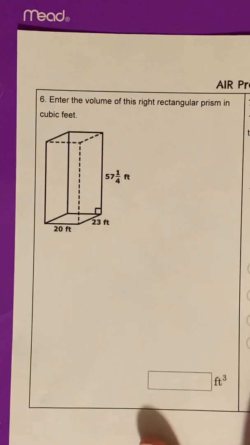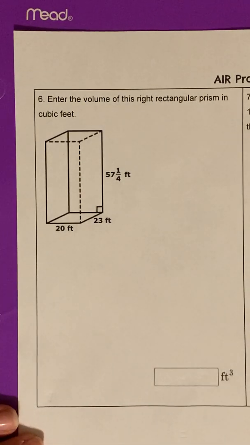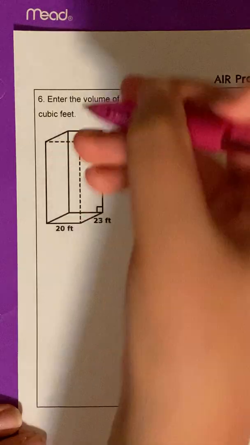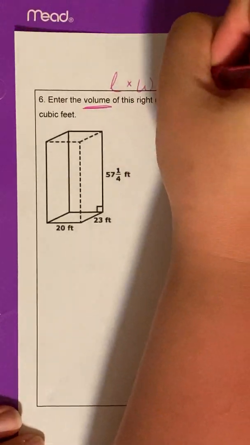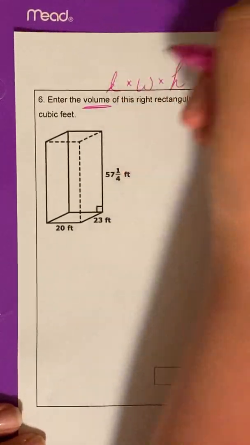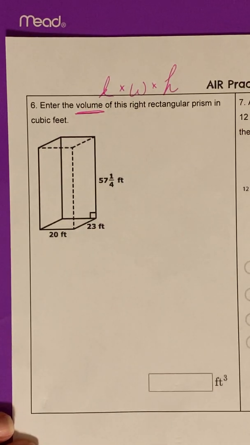We only have 2 today. Number 6, enter the volume of this right rectangular prism in cubic feet. So we're going to figure out the right rectangular prism. Now, the volume we know is length times width times height, right? Yes. Oh, yes, Miss S. I remember. All right, so volume, length times width times height.